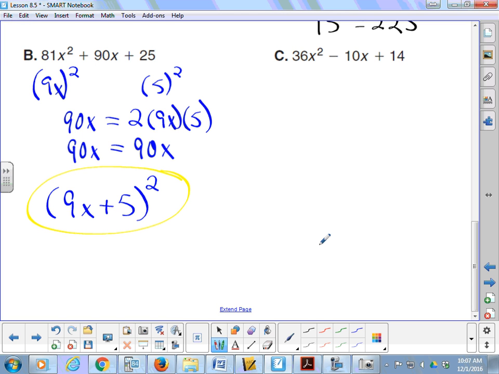You don't have to write it as two separate factors, you just write it as one because it is a perfect square trinomial. Okay, letter C. If it's not a perfect square trinomial, you need to show why it's not, and then say it's not. If it is, then you just need to factor it.